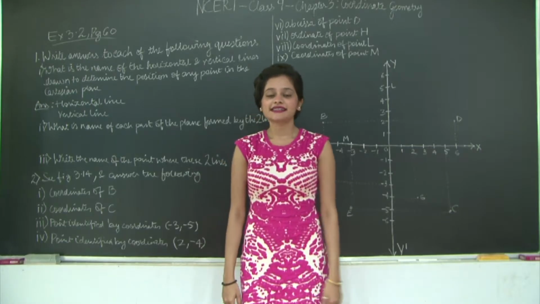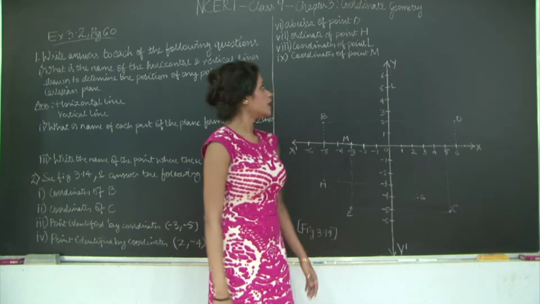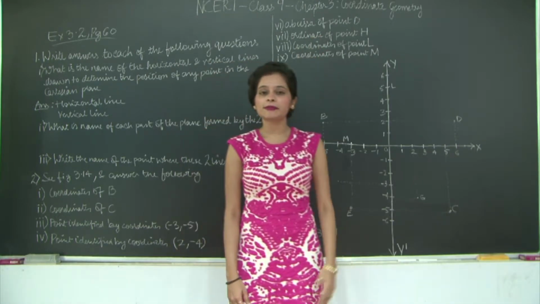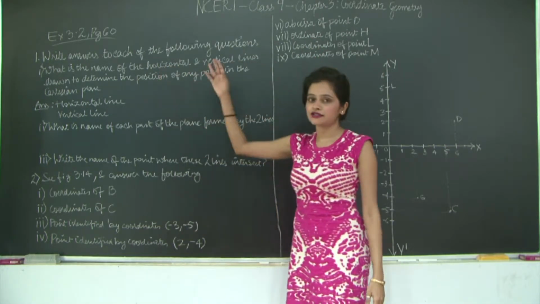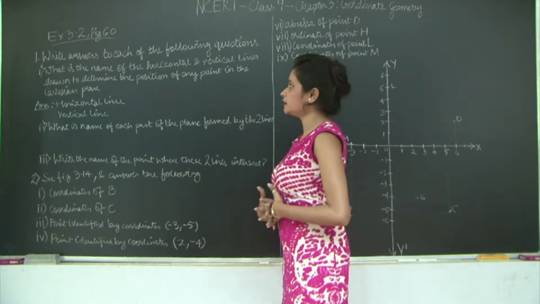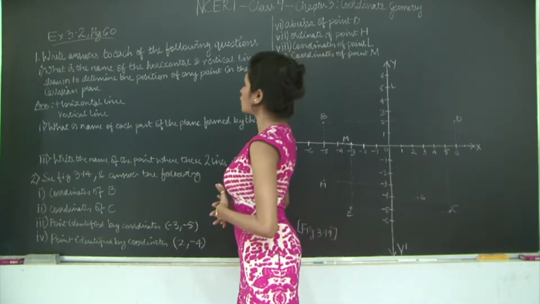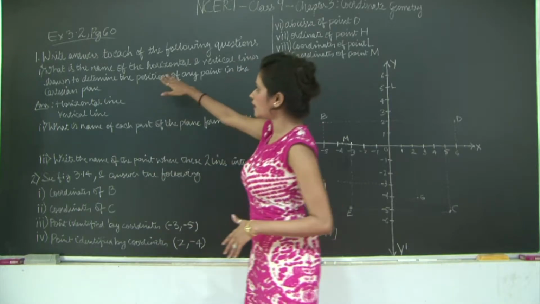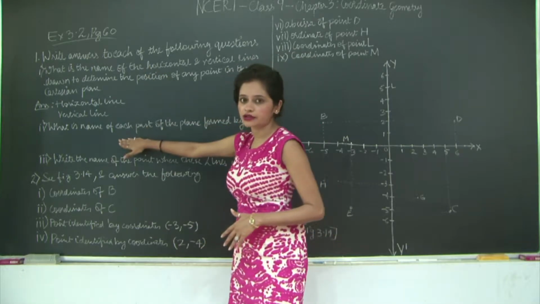Hello students, let us continue with coordinate geometry, which is chapter 3 of your textbooks. We will be taking a look at exercise 3.2, which is on page 60. So let us take a look at the first question. Write answers to each of the following questions. So here are the questions, question number 1 and question number 2.